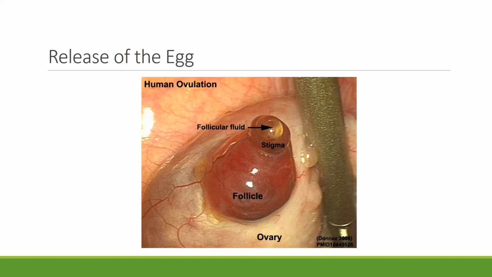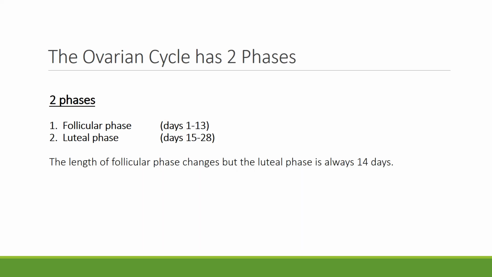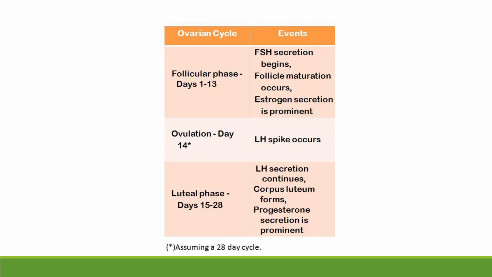This slide shows you an egg being released from an ovary. I mentioned that the ovarian cycle has two parts or two phases, and those phases are the follicular phase, which is days 1 to 13. Day 14 is the day of ovulation, and then the second phase is the luteal phase, which is days 15 to 28. The length of the follicular phase changes, but the luteal phase is always 14 days long. In this table, you can see the events of the ovarian cycle. Be sure you know what occurs during the follicular phase, the day of ovulation, and the luteal phase.